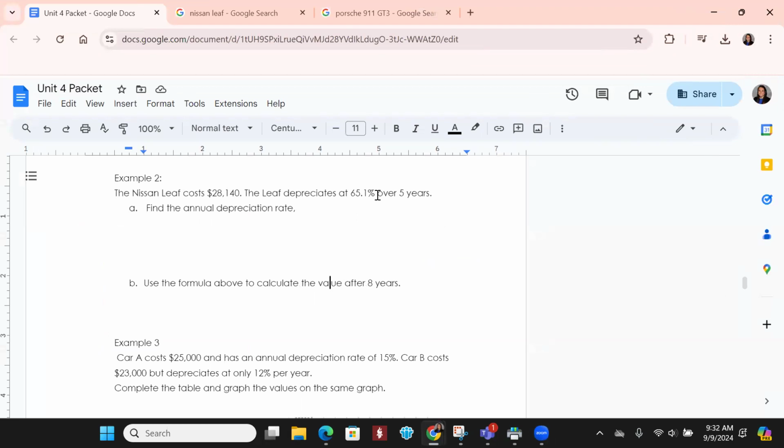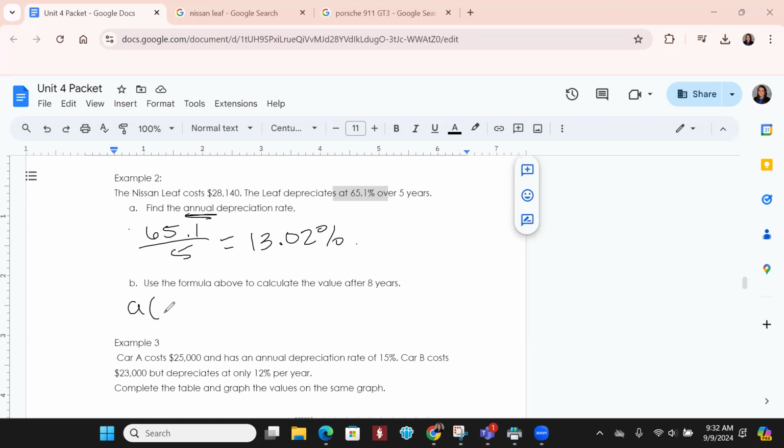So we're going to calculate it. This is the depreciation rate, 65.1% over 5 years. So we're going to find the annual depreciation rate. So 65.1 divided by 5. What does that give me? 13.02%, right?